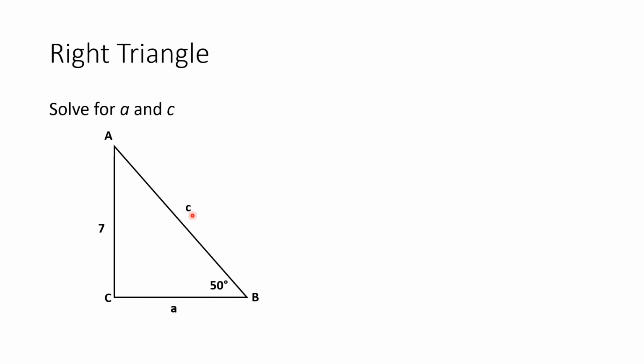So let us now solve for the length of sides A and C using the different trigonometric functions. So let's start with solving A. Side A, with respect to our angle B, which is a given, is the adjacent side to angle B. So we have an adjacent side and an opposite side. Therefore, we can use the trigonometric function tangent to solve for A.